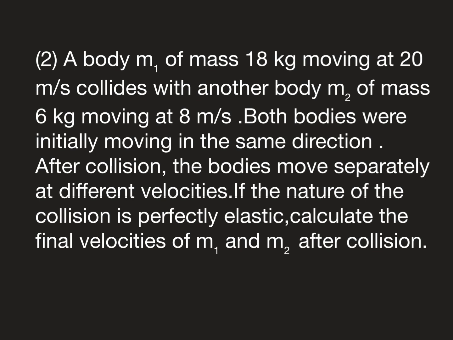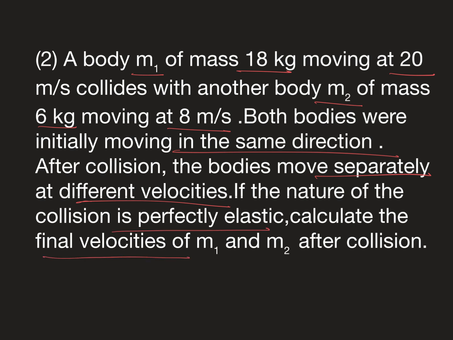We have a collision problem here and it reads: a body M1 of mass 18 kilograms moving at 20 meters per second collides with another body M2 of mass 6 kilograms moving at 8 meters per second. Both bodies were initially moving in the same direction. After collision, the bodies move separately at different velocities. If the nature of the collision is perfectly elastic, calculate the final velocities of M1 and M2 after collision.